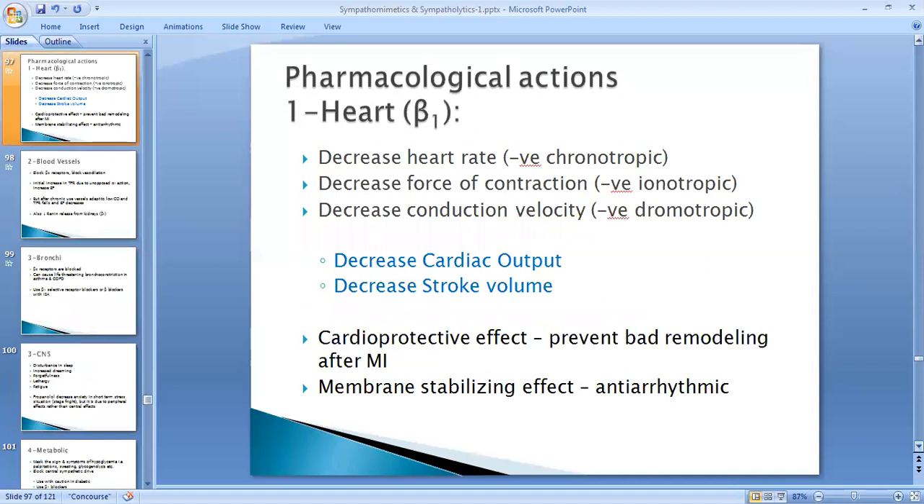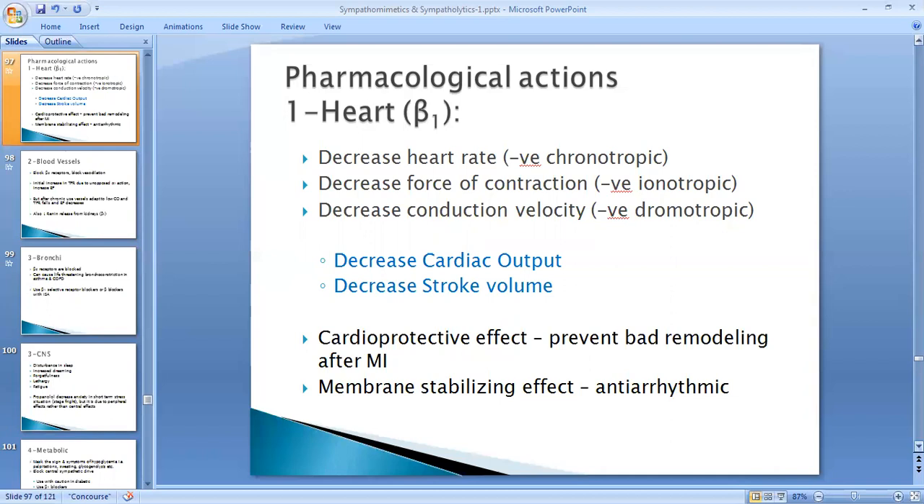Pharmacological actions of beta blockers. In the cardiovascular system, the heart contains beta 1 receptors, and beta blockers decrease the heart rate, so they have a negative chronotropic effect. They decrease the force of contraction, so they are negative inotropic, and they decrease conduction velocity, so they are negative dromotropic. They decrease cardiac output and stroke volume, so they decrease blood pressure as well.